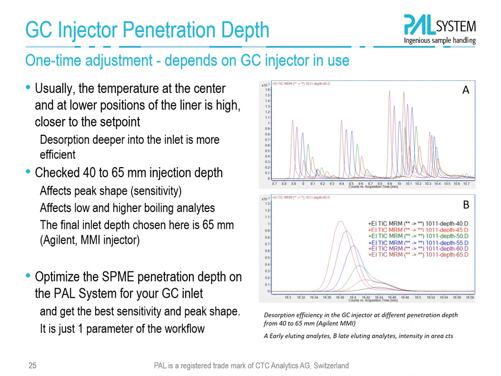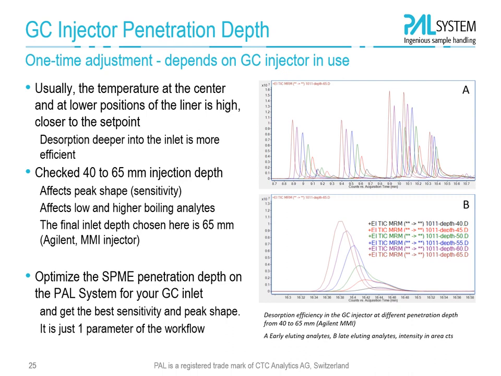Besides the measures for an improved extraction, we also have to look closer at the desorption in the GC injector, as this makes the chromatograms. All the GC injectors are different. They are different in length and in particular with their temperature distribution in the liner. Usually the temperature at the center or at the lower parts of the liner is high and it is closer to the set point. So a desorption deeper into the inlet is more efficient.